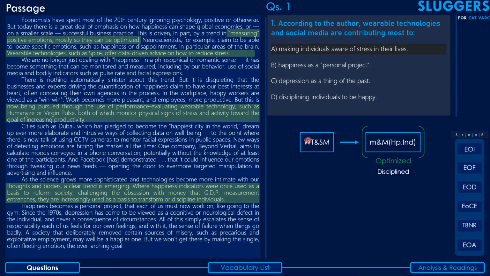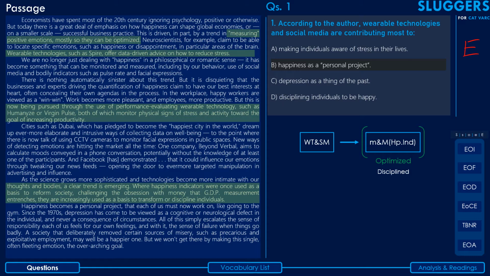Similarly, in this case, wearable technologies and social media lead to pressured disciplining of individuals to be happy so as to optimize for productivity. And in the process, the individuals might become aware of the stress in their lives, but that's not the point, right? And hence we can eliminate this option quite easily. Okay, so let's move on to the next one.